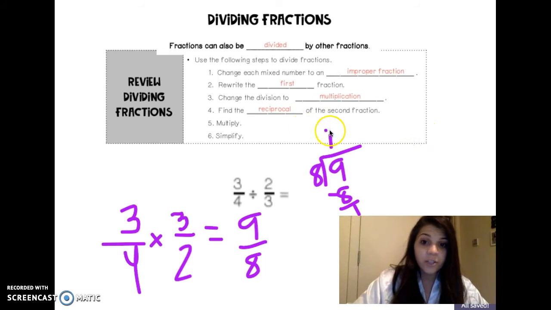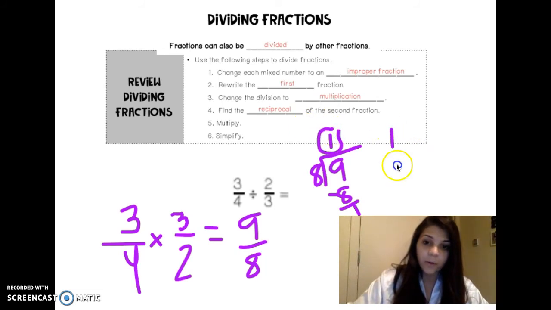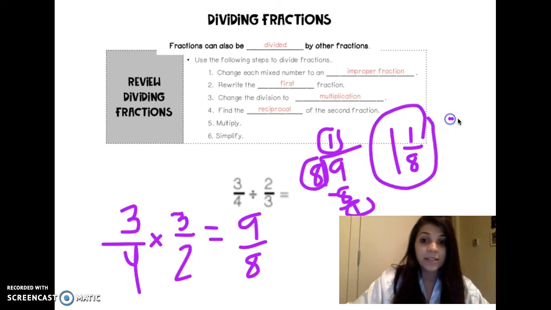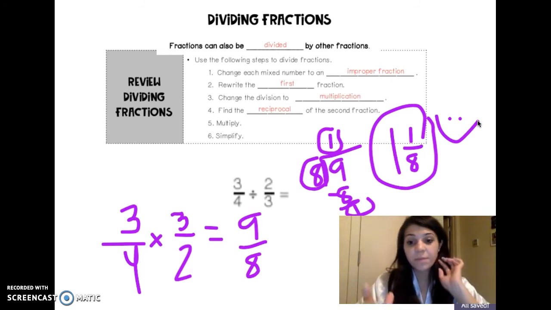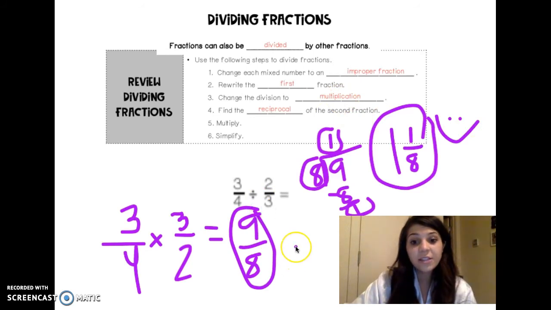So our new fraction, because this top number becomes our whole number, this remainder number becomes our numerator, and this divisor becomes our denominator, we actually have 1 1/8 as our answer for this equation. So if you got that, good job. If you didn't, just make sure that you're simplifying your improper fractions, otherwise you'll get that question wrong on your quiz.